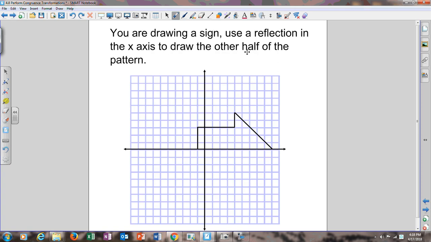All right, you're drawing a sign. Use a reflection in the x-axis to draw the other half of the pattern. So basically, if you want to do this, you just look at the points. This is -1, 3. This is 4, 3. This is 4, 5. This is 0, 0, or whatever. I think 8, 9, 0.